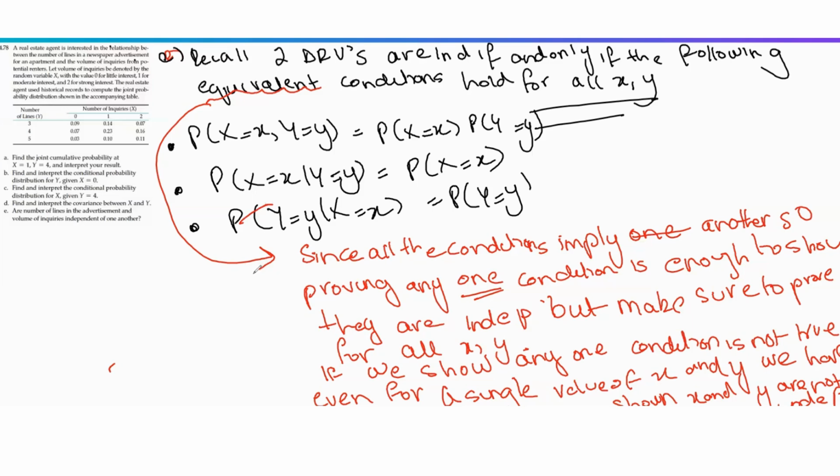But proving they're independent is harder because you need to show any one of these conditions is true for every possible value that X and Y take. Now let's apply it to this example.